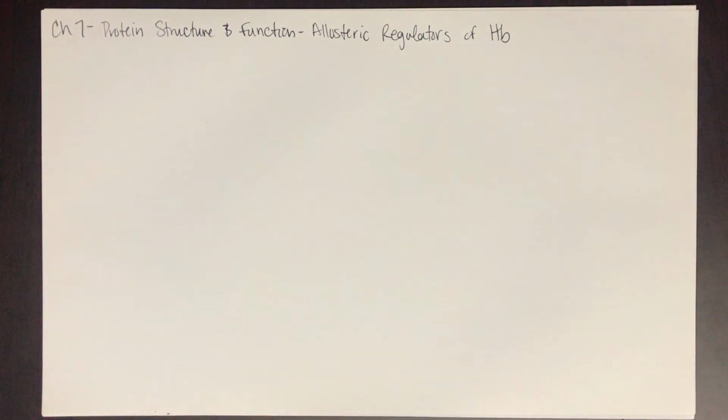Okay, so we're going to talk about something called allosteric regulation. Allosteric regulation is where binding at somewhere other than the active site affects the protein function.